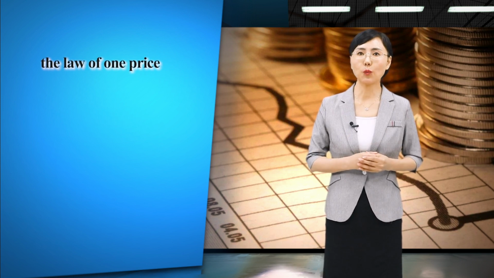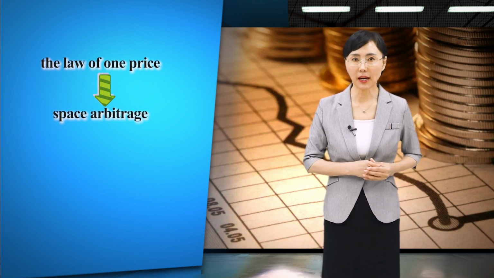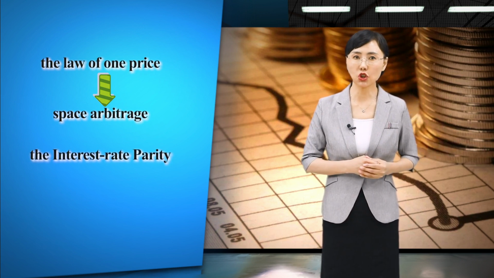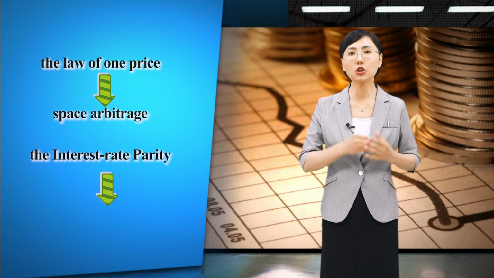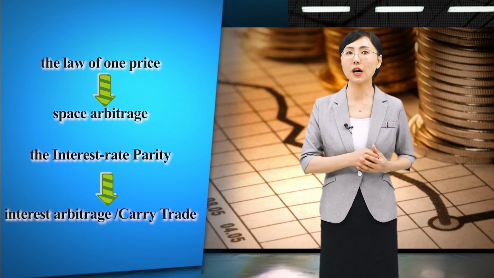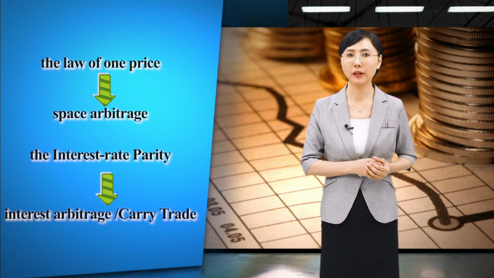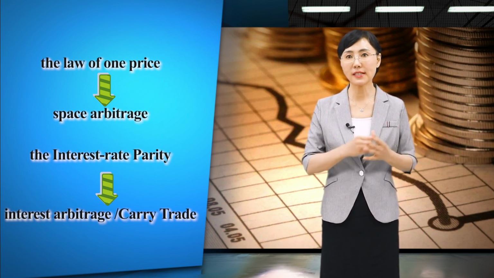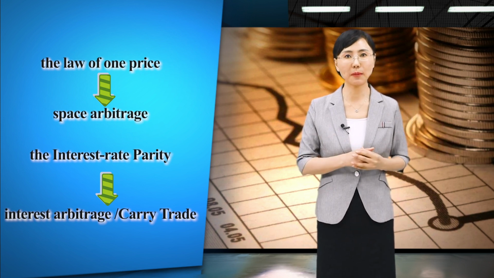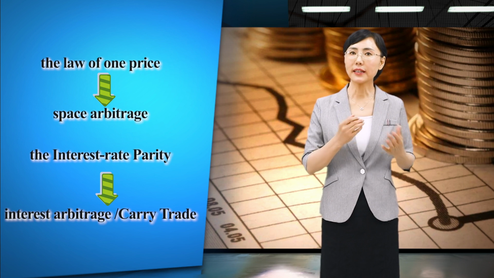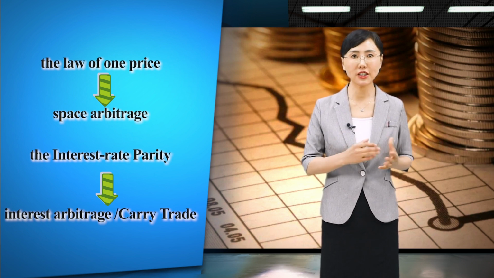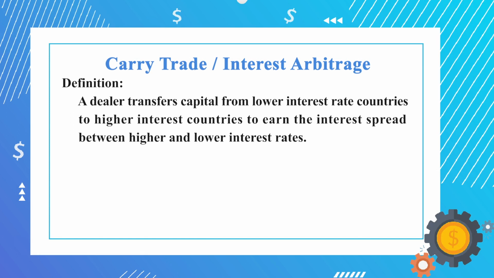Based on the law of one price, there is spatial arbitrage. Based on the interest rate parity, we have interest arbitrage, which is also called carry trade. It is so called because the investor needs to carry or hold their money for a period. The definition of interest arbitrage is like this. A dealer transfers capital from lower interest rate countries to higher interest rate countries to earn the interest spread between higher and lower interest rates.